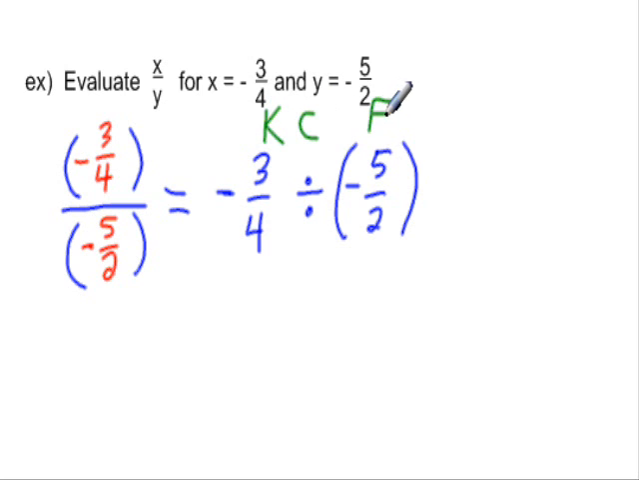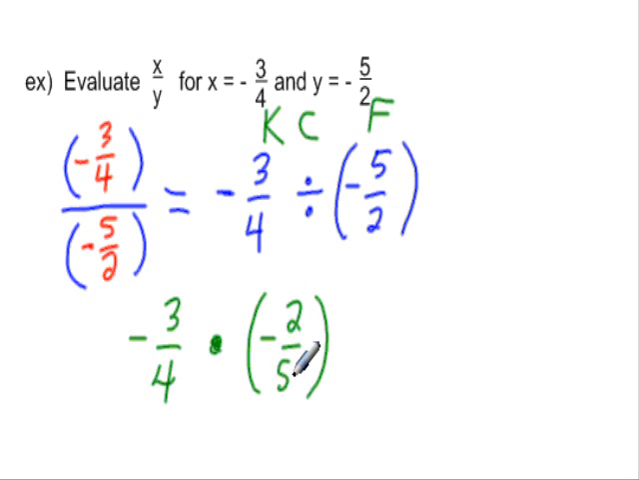So what that means is that we are keeping our first fraction the same. It'll remain negative 3/4. We're going to be changing division to multiplication, and our second fraction gets flipped upside down. Notice that I kept the same signs for both fractions. It's very important to take your signs along with you every step of the way.